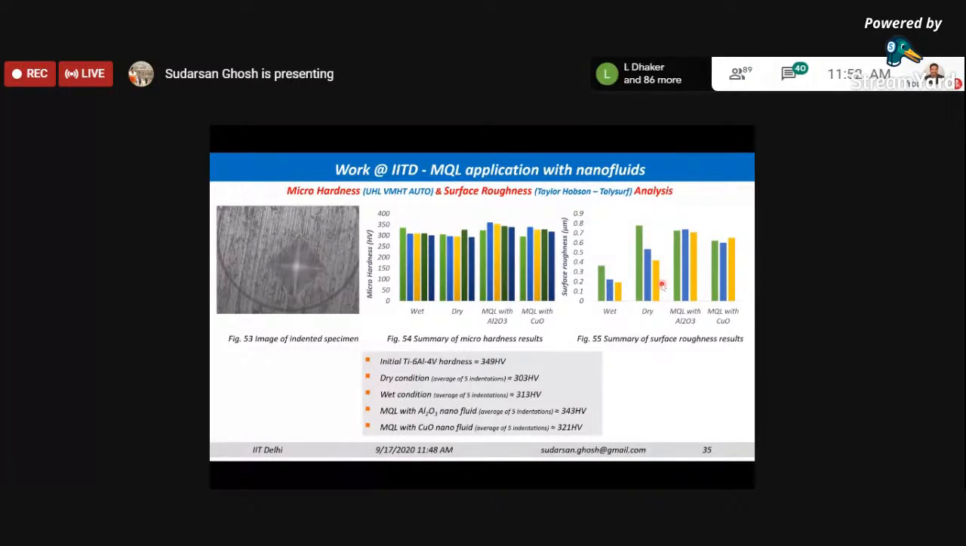That's why in these dry or wet conditions you are finding good surface roughness, but in the case of your nanofluids, you do not expect that type of better surface roughness. With this particular wheel, if we want to achieve a better surface roughness, then we may have to use a finer grit size with the nanofluids.